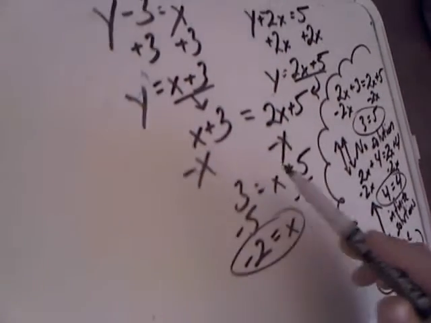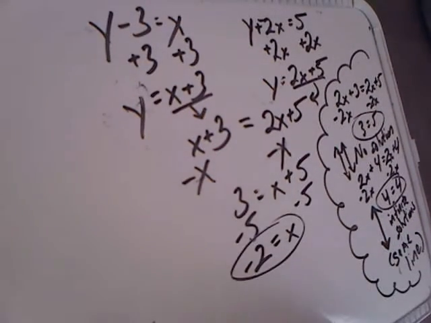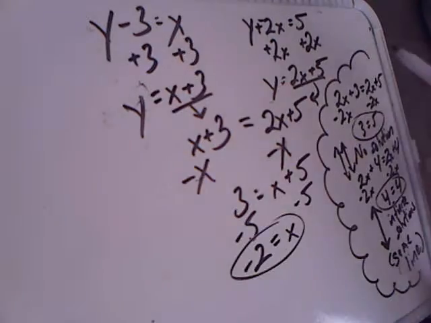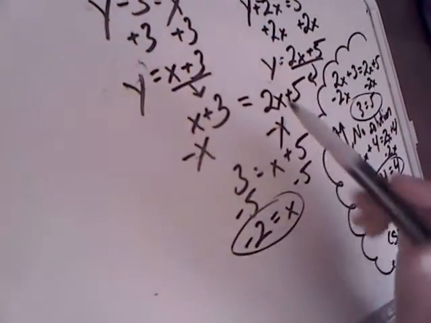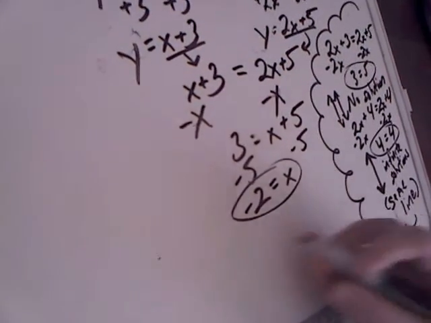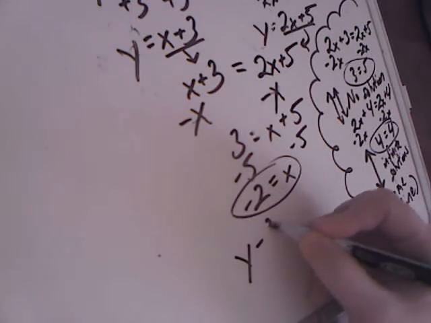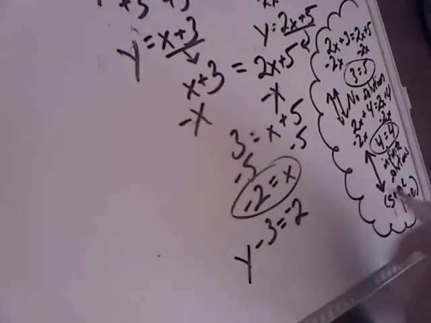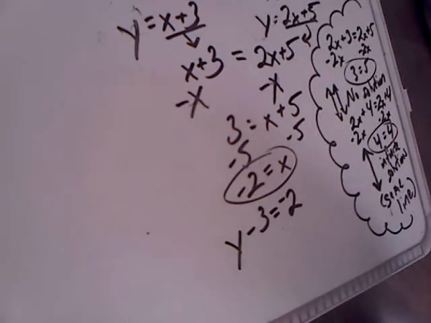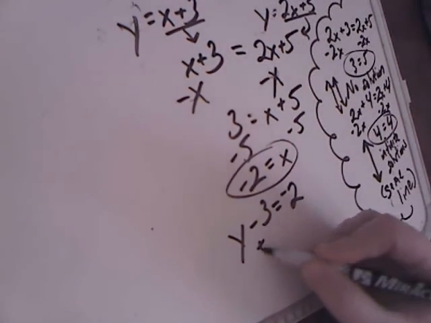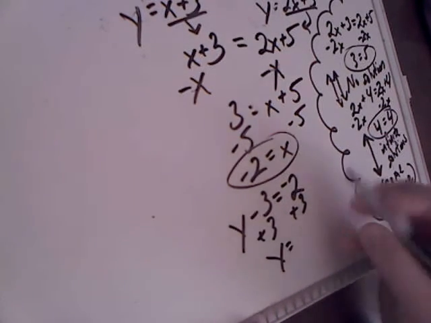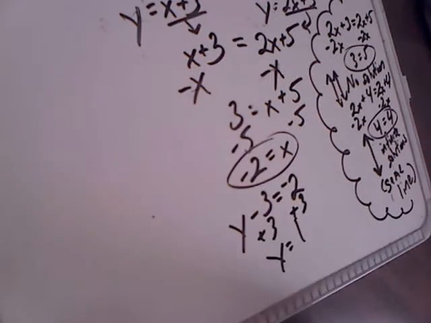Now, going back to our actual equation, we know that x equals -2. So for step 4, I'm going to take one of the equations, I'm going to take this equation, and I'm going to put in -2 for x. So I have y minus 3 equals, instead of x, I'm going to put -2. Now I want to get the y by itself, so I'm going to add 3 to both sides. I'm going to end up with y equals 1.